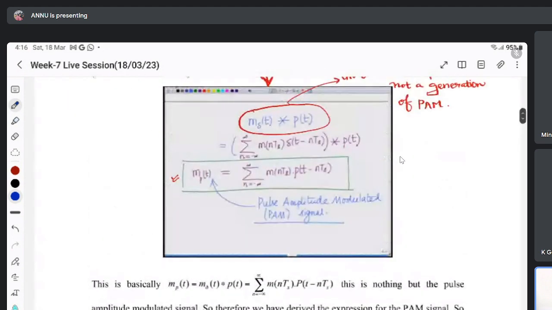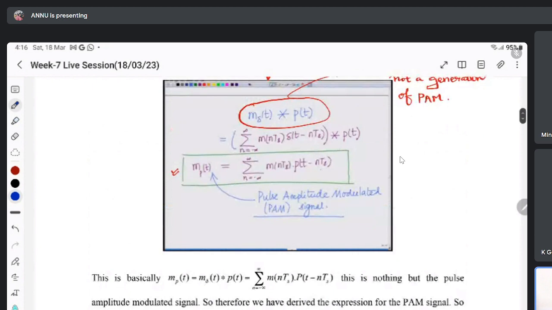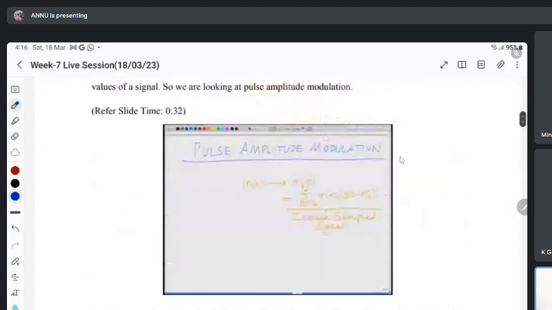This one is after multiplication with a pulse train. This one is a pulse amplitude modulated signal. Why is it taken as amplitude modulated? Because here the pulse train has higher frequency than the message signal. The amplitude variation is there.